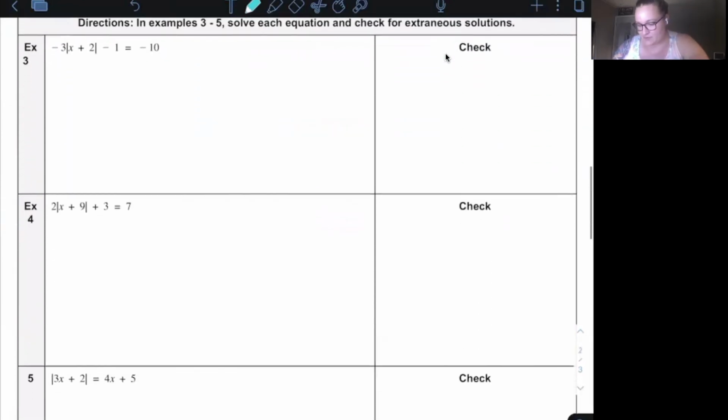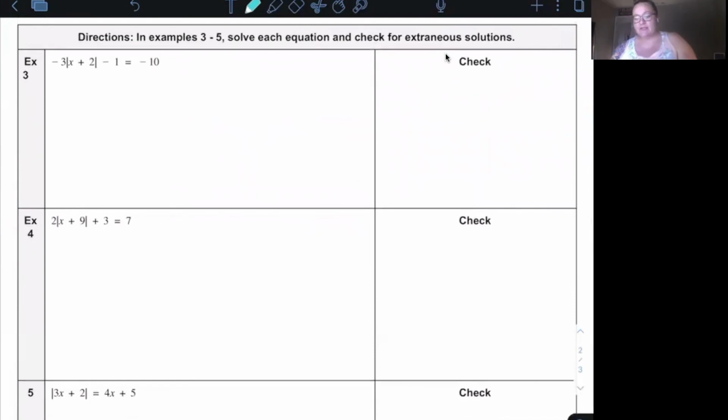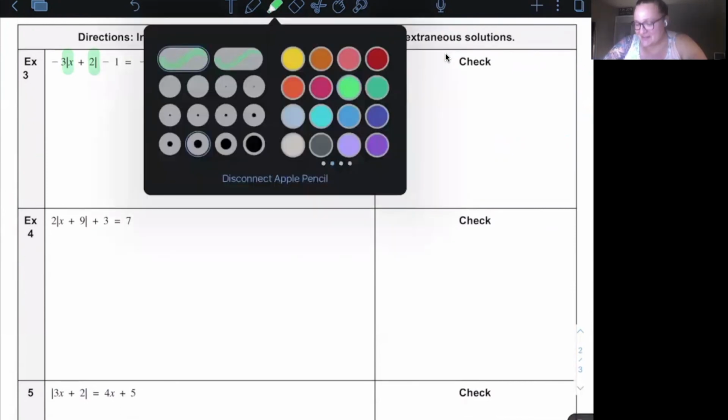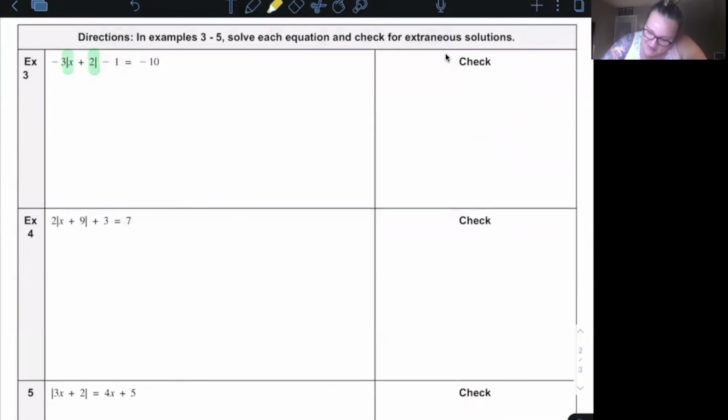All right, moving on to example 3. In example 3, this is where they get a little tricky, because as you can see, our absolute value symbols here aren't isolated on the left-hand side, because I know my right and my left. On the left-hand side here, we've got this +1 and this -3 hanging out with our absolute value symbols. So we need to talk about what to do to isolate the absolute value.